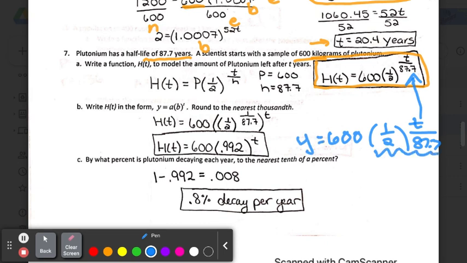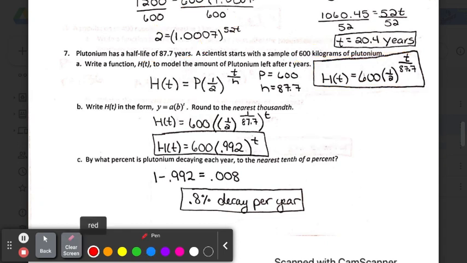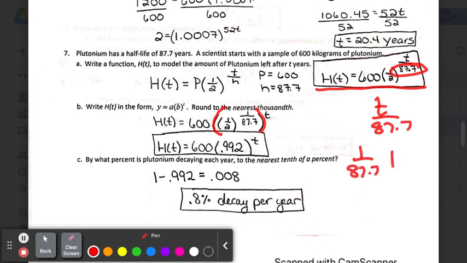So, what I was saying is, make my equation. Don't make your exponent look like it's just a fraction that's being multiplied. Make sure it looks like it's an exponent. Okay, so there's our equation. And now part B says, write h of t in the form y equals a times b to the t. So all we're doing is just isolating the variable and the exponent. So here you can see we have 1/2, because t over this thing, 87.7, is the same thing as 1 over 87.7 times t. And then when you put that in your calculator, round it to the nearest thousandth, which is 3 decimal places. That's what you get.